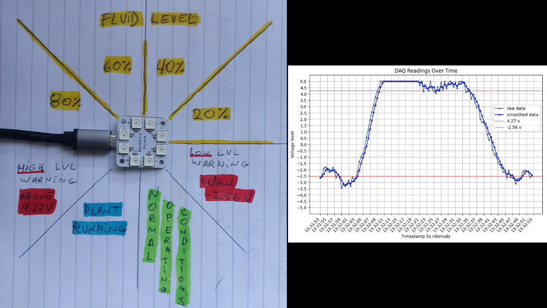The graph shows the raw data with the smooth data overlaid on top for comparison.